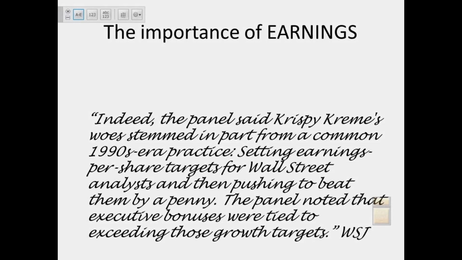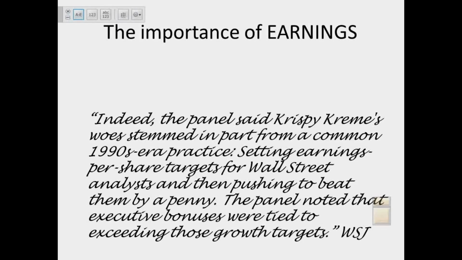And why were they doing it? Well, Krispy Kreme's woes stemmed from, in part, this common 1990s practice, which was they would set earnings per share targets for analysts. So they would tell analysts, here's what we think we're going to get. The analysts would just repeat them, and then Wall Street would assume that they were going to achieve them, and then they would push to beat them by a penny. So they would say, we think we're going to have $3 a share. Then by the time the earnings announcement came out, they would say, oh, it was actually $3.01.